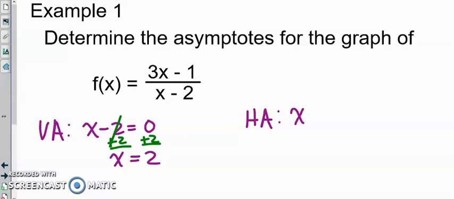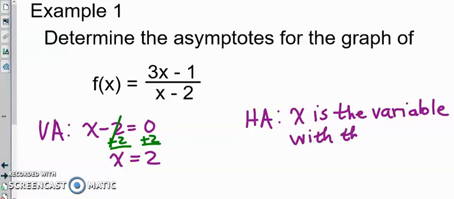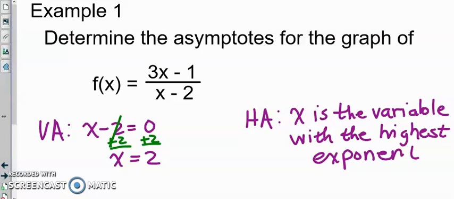if we look at the variables that are here, we only have x. It's not x squared or x to the third, it's just x. So since it's just x here, x is the variable with the highest exponent. All right, so since that is our variable with the highest exponent, we're going to divide each term by that variable. Each term. So with that, we take each one of these terms here.